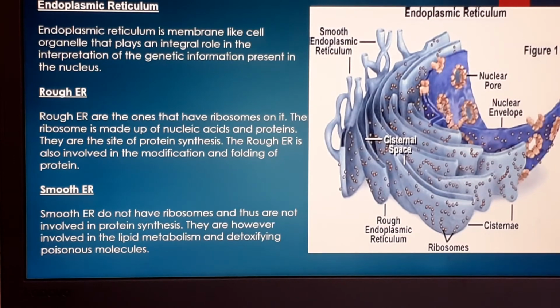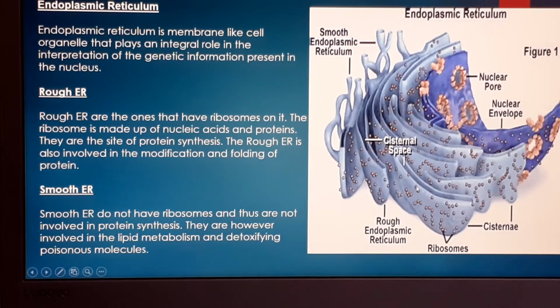See, smooth endoplasmic reticulum. Here there are no ribosomes in it. See here, come here. These dot-like structures are said to be ribosomes, whereas here nothing is there. This is called the smooth endoplasmic reticulum.